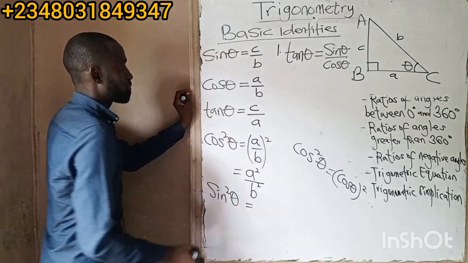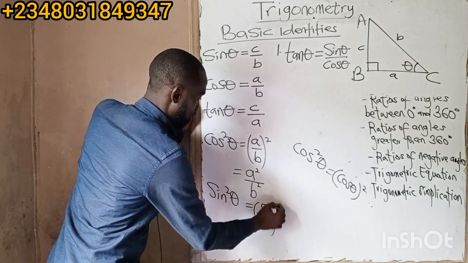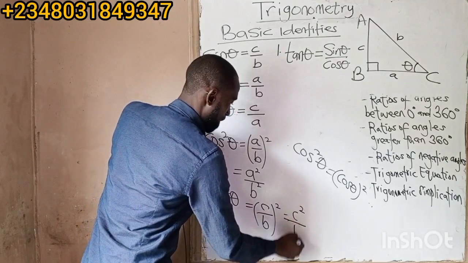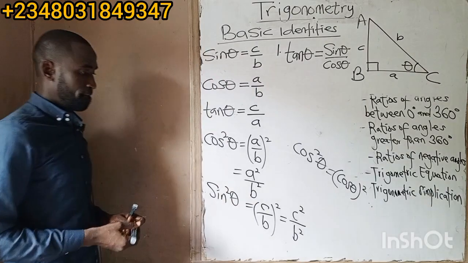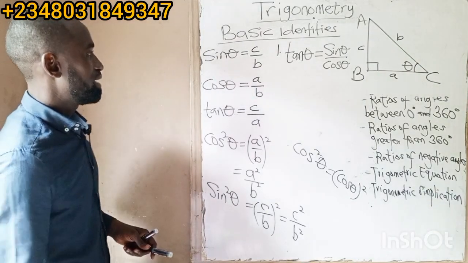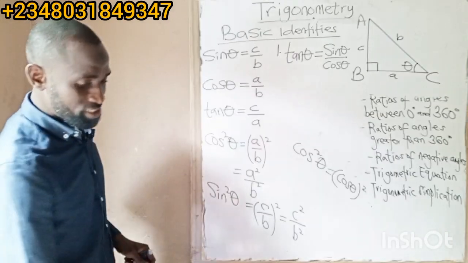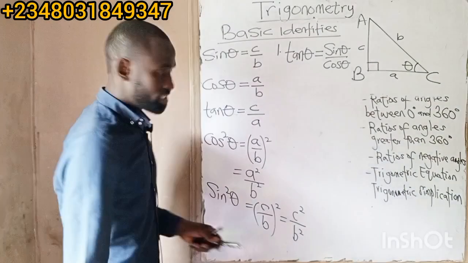That will be C all over B, all squared. If I open this bracket, I'll have what now? C squared all over B squared. Let us now add them together. Let's add cos square theta to sin square theta. Let us see the result that it will give us.